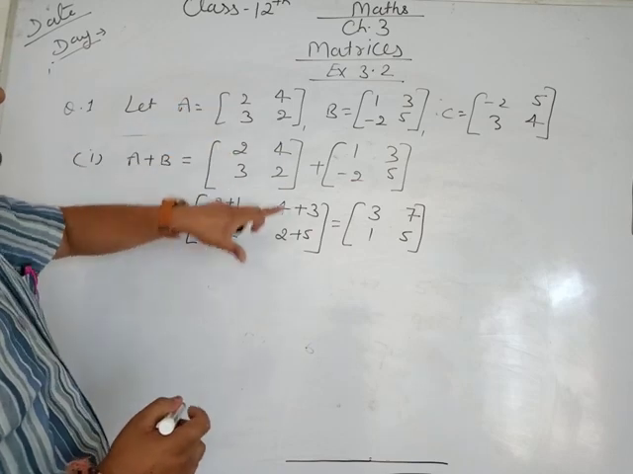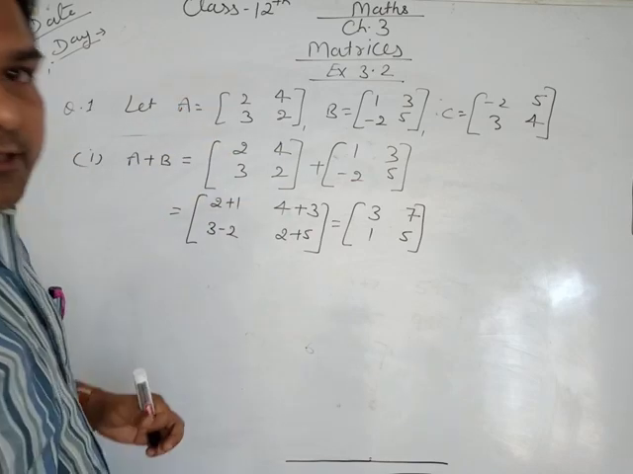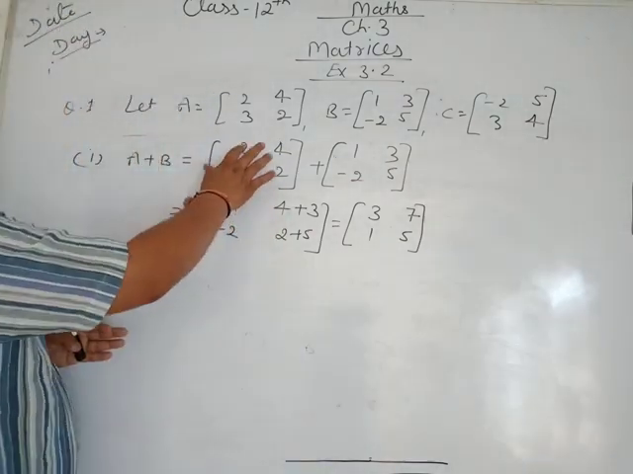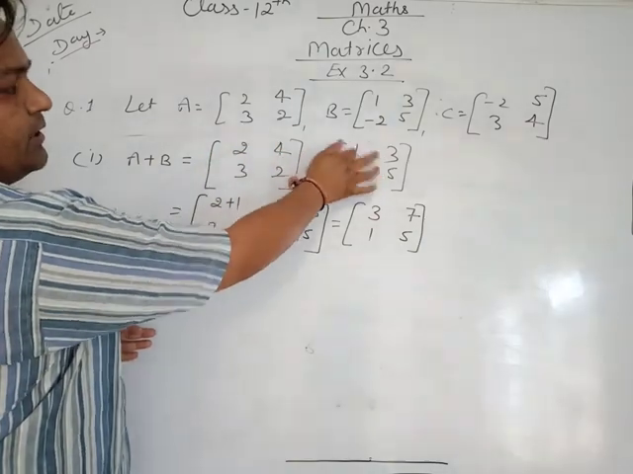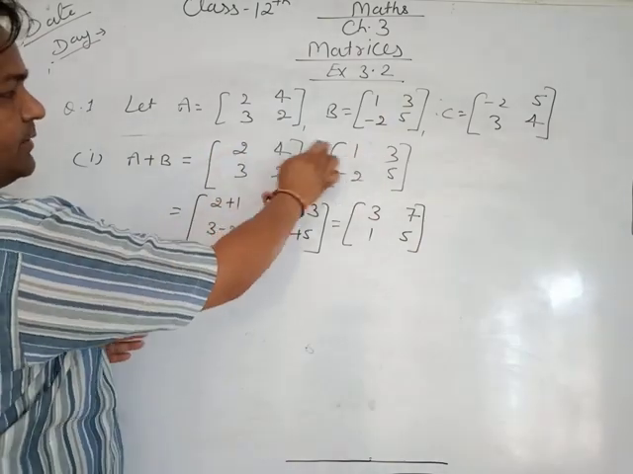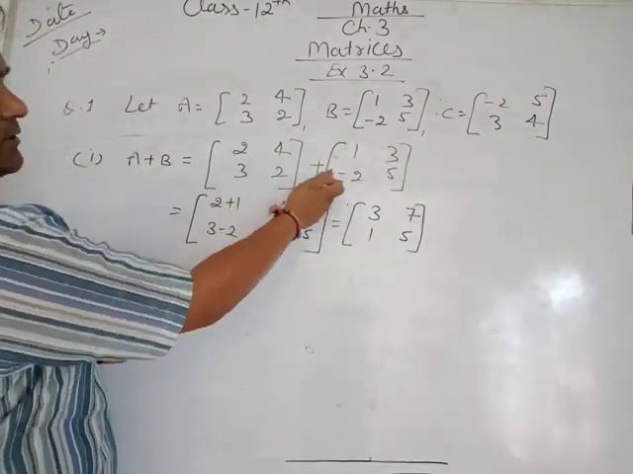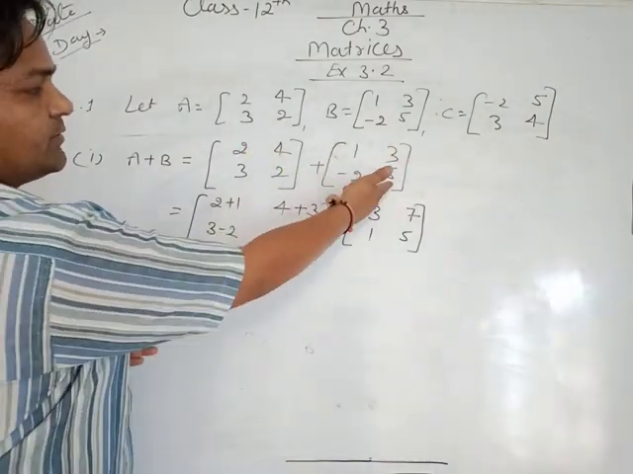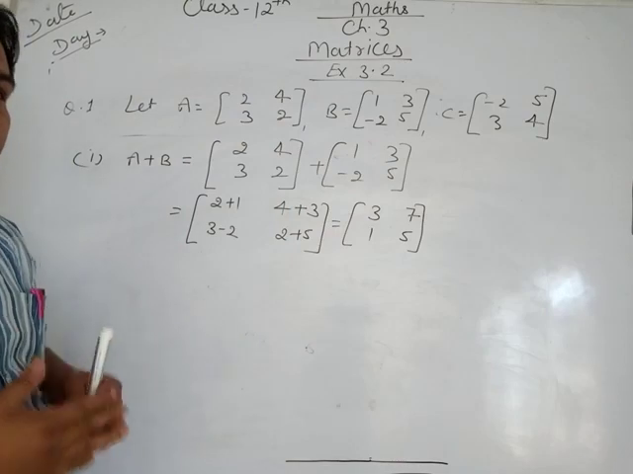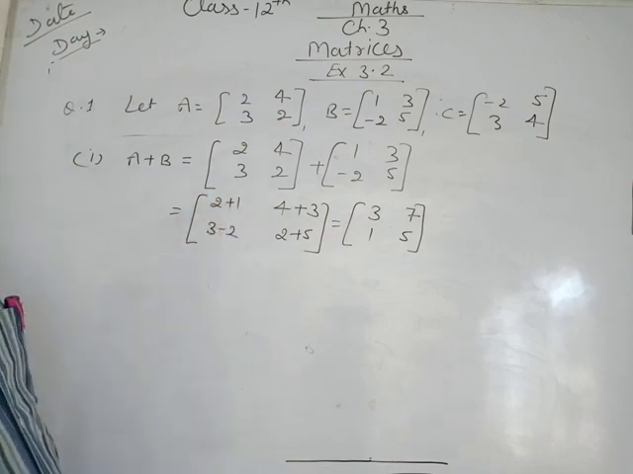So it is the addition of both matrices A and B. Firstly, adding the corresponding elements: first element with first element, second with second, third with third, fourth with fourth. In case of addition, we take the sign of plus.